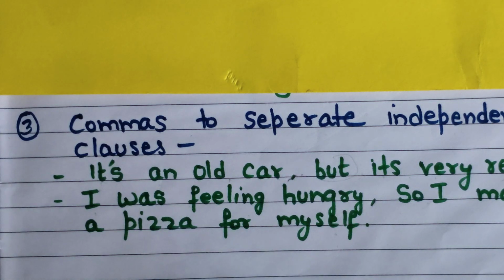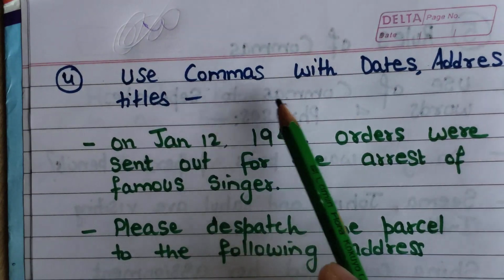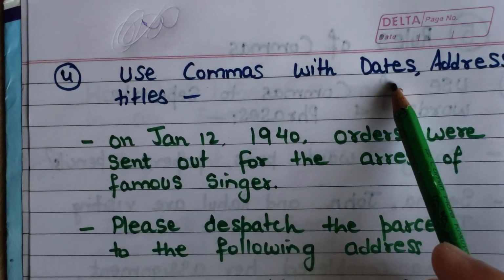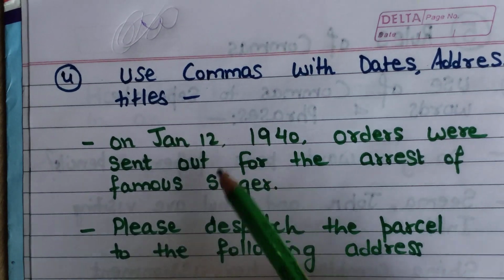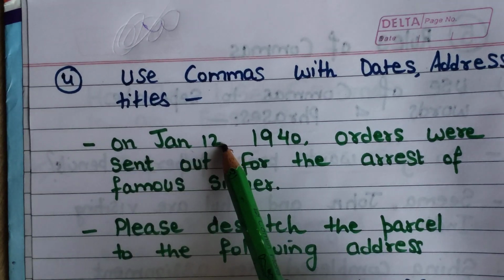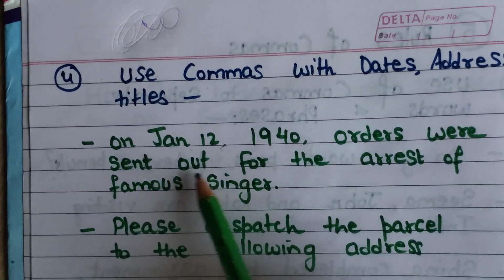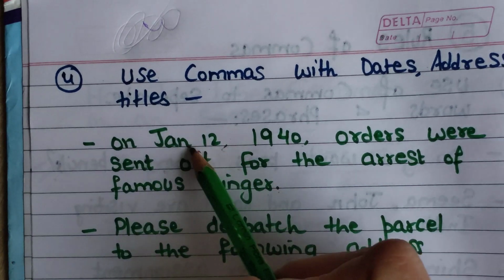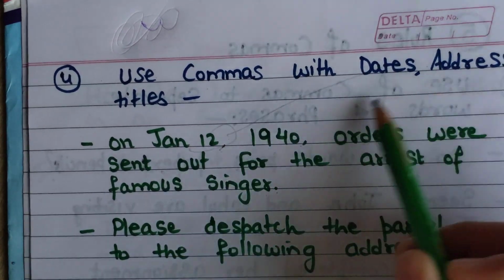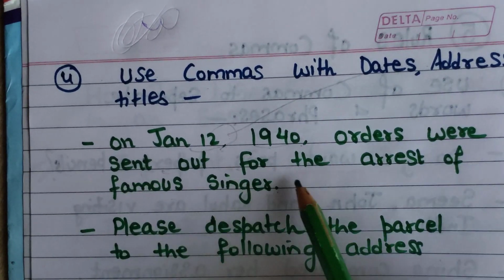Let's move on to the next type of rule. Now the fourth rule: when we are writing dates, addresses, titles, always use commas. On January 12th, comma is there. 1940, comma is there. Orders were sent out for the arrest of the famous singer. This is the date, and of course the year also.